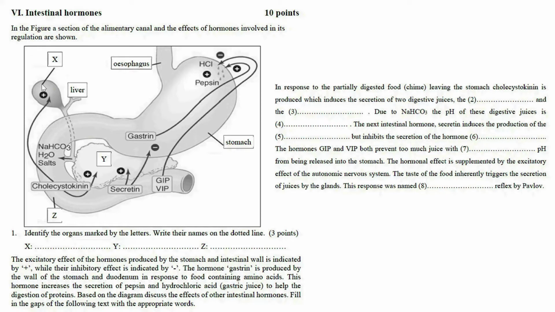So X is indicating the gallbladder, which is storing bile for us. Y is showing us here the pancreas, and then Z is the duodenum, first part of the small intestine.